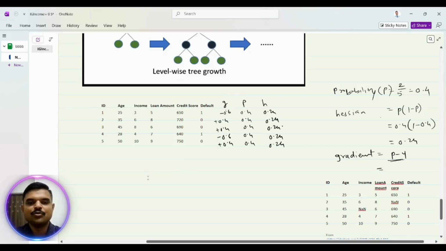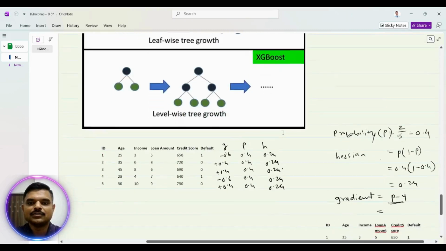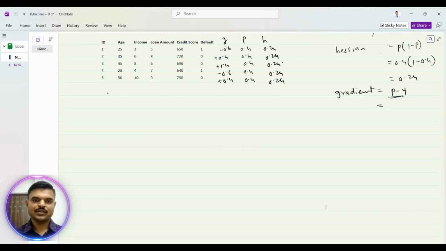So this is how we can calculate this. I have just pasted the trees. So the splitting happens based on the calculation of gain. Meaning the more the gain, the tree will decide to split from that particular point. Point means that particular feature, whether it is age, income, loan amount, or credit score. And what is the formula of that gain?